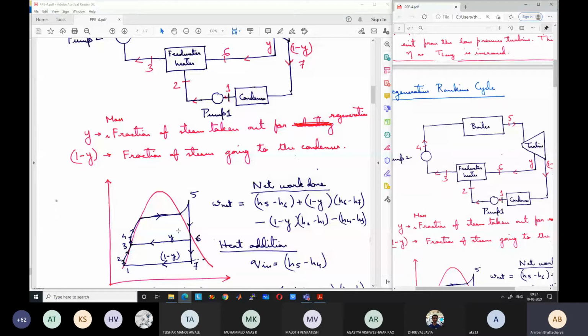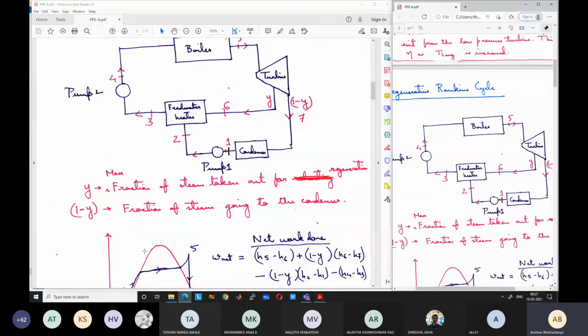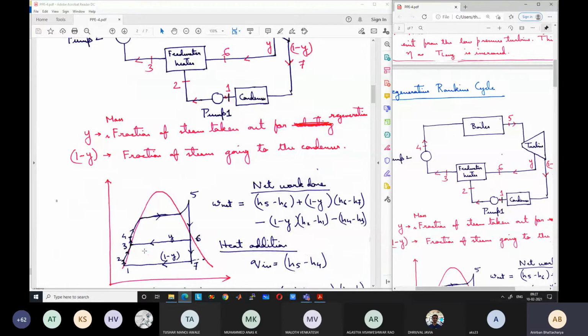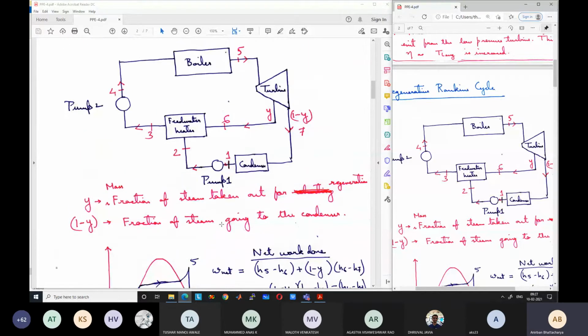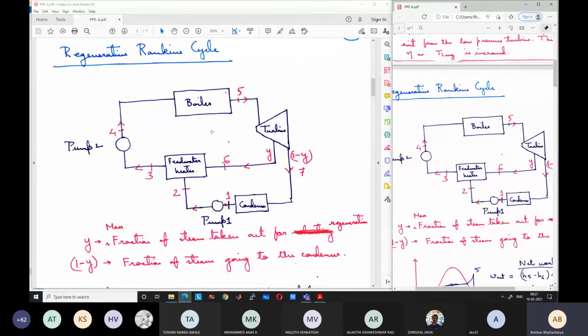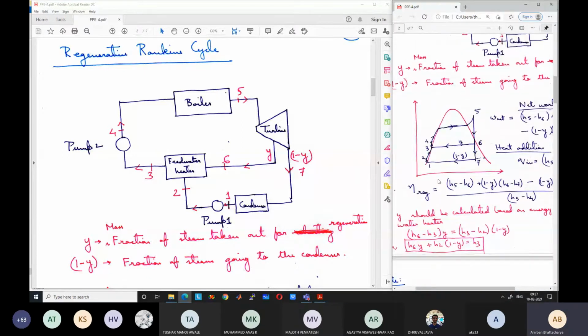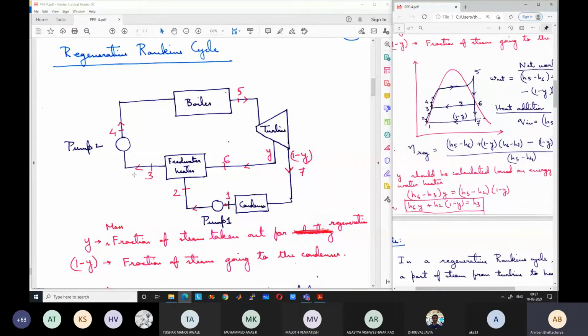So let us look at the component diagram. Okay, this is slightly more complex as compared to the previous cycles that we have studied. So you have to understand this fully. Okay, what is happening. I will keep the cycle open on this side. So from 1 to 2, you are pumping the fluid. Okay, from 1 to 2, you are pumping the fluid to some intermediate pressure, which we are going to call as the feed water heater pressure.